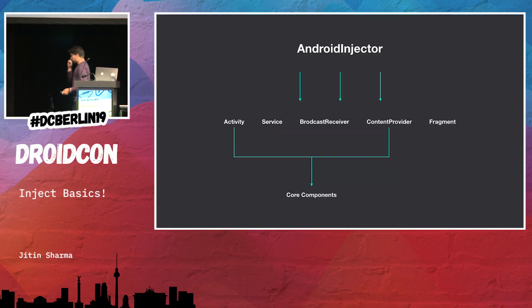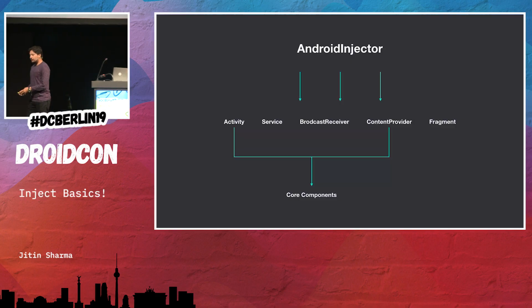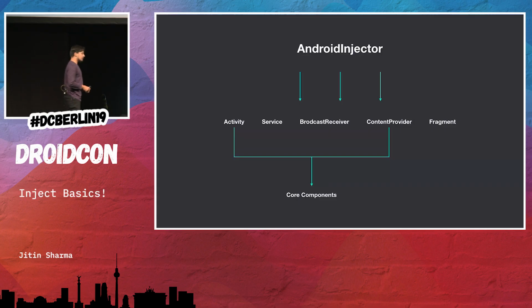Now, what we want to do is achieve inversion of control. We want complete decoupling, right? So Dagger Android introduces something called an Android injector.